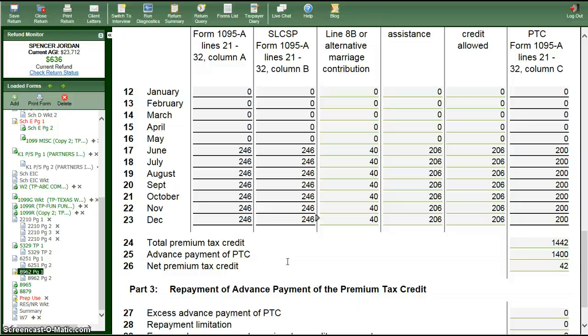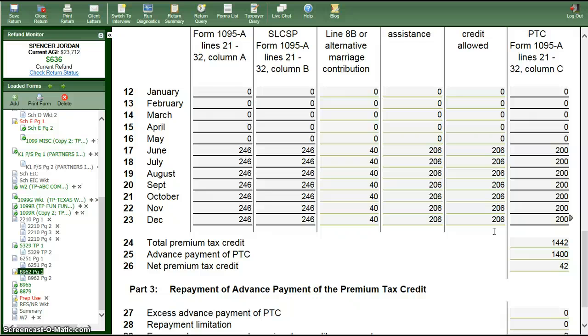You may also see some 1095As where the information on the form seems to be inconsistent with what your client tells you. For example, we have seen some with an amount listed in column A, which is the amount of the insurance premium, and then nothing listed in the final column under the premium tax credit amount, and yet the client may tell you that she didn't pay the full amount of her premium.